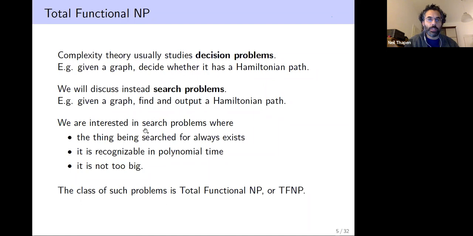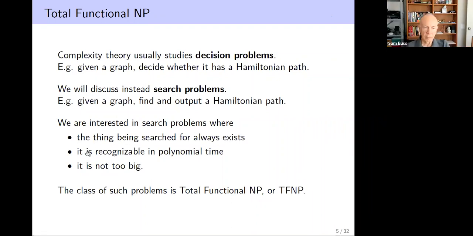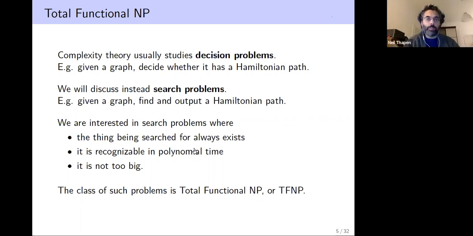So here we're interested in search problems where the thing being searched for always exists. And also, to keep things tidy, it's recognizable in polynomial time, and it's not too big. These are also all the properties of the witness to an NP property, as we'll see on the next slide. So the class of the problems is called total functional NP, or TFNP. Oh, and I should say, please interrupt with questions at any point.